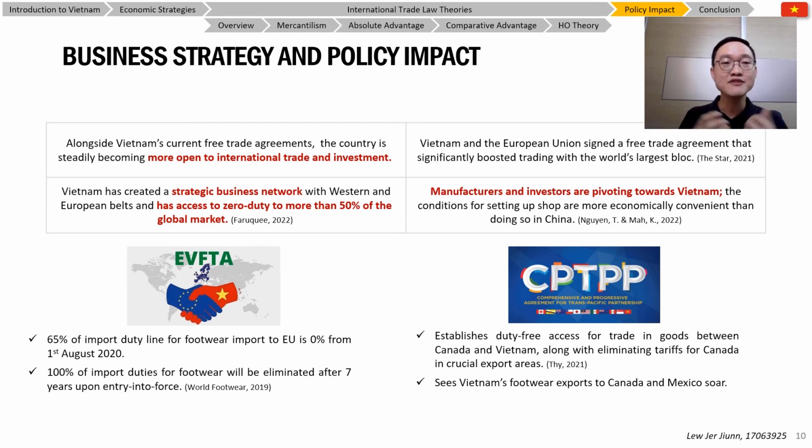For example, they signed a free trade agreement, EVFTA, with the European Union, which benefits them as 100% of import duties for the footwear industry will be eliminated after 7 years from entry into force, compared to today's 65% import duty. CPTPP benefits Vietnam by providing duty-free access for trade in goods between Canada and Vietnam, eliminating tariffs for Canada in some export areas, and boosting their footwear export to Canadian and Mexican markets. The trend shows that global manufacturers and investors are pivoting toward Vietnam as more economically convenient than China.